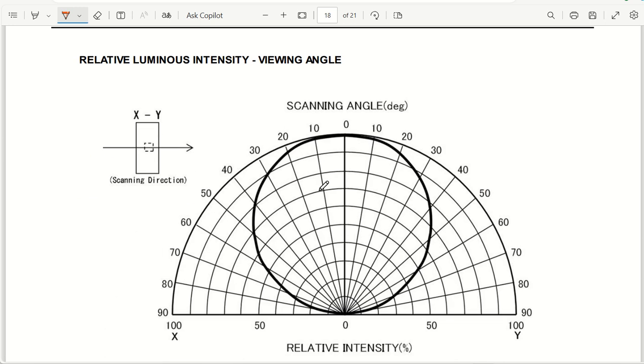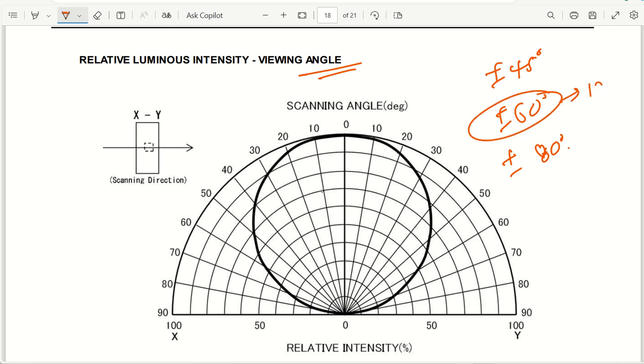So coming back to the viewing angle. Viewing angle is generally given in the data sheet, like plus minus 45 degree, or plus minus 60 degree, or plus minus 80 degree. So if it is plus minus 60 degree, then the total viewing angle will be 120 degree. It will be a total of 90 degree, or a total of 160 degree, right? Like this it will be working, correct?